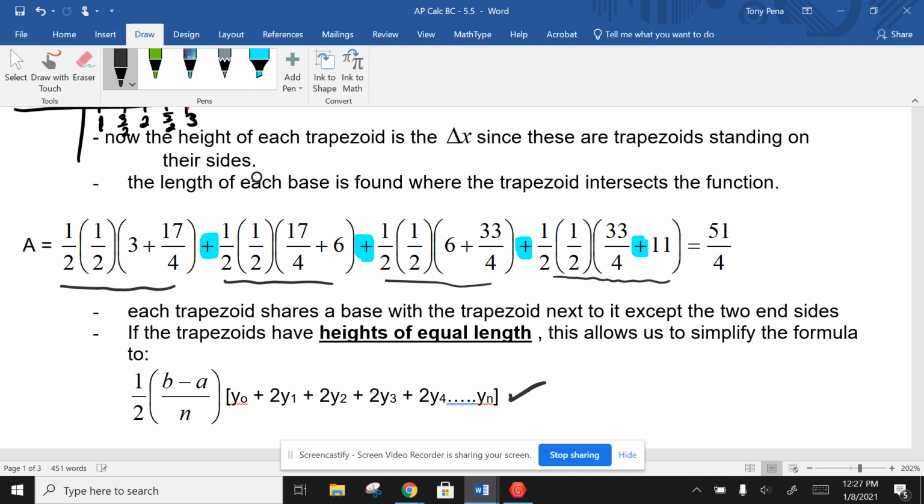If I were to ask you to identify what's common in all of those, notice how this half is common in all of them. And the reason this half is common in all of them is because that's the area of a trapezoid, 1/2 times your height, and then the difference by sum of our bases.